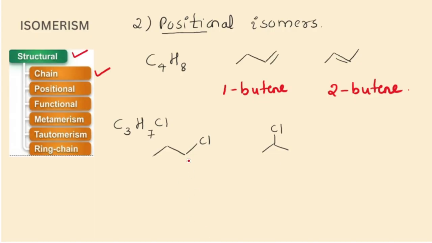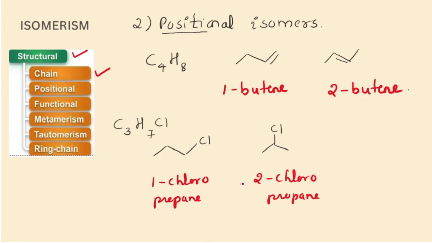So what will be the name of this molecule? It is 1-chloropropane or n-propyl chloride. Or what is the name of this molecule? This is 2-chloropropane. Or you can simply call this isopropyl chloride. That is a common name. Now, what is the relation between these two? They are positional isomers as the position of the functional group is at the first and second carbon respectively.